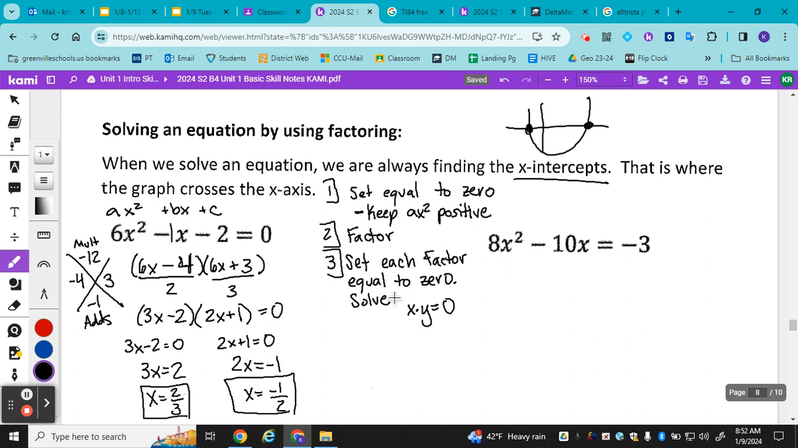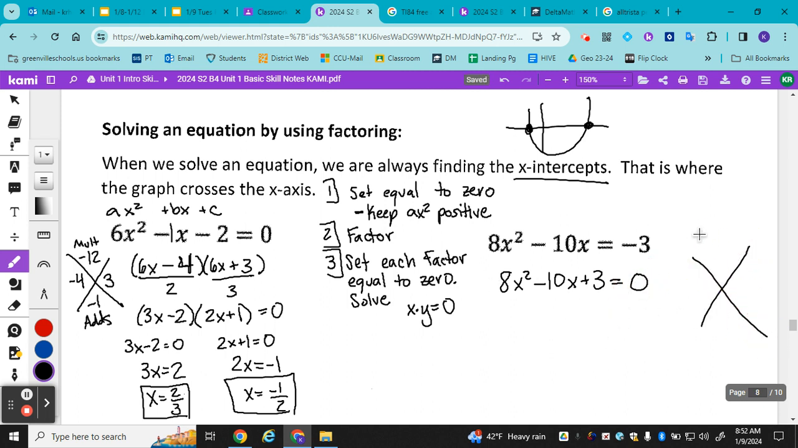Now, don't forget this first step of setting this equal to 0. So 8x squared minus 10x plus 3. We want to keep this positive. That's why we're adding over 3 instead of subtracting those over. Then that's what we're factoring.